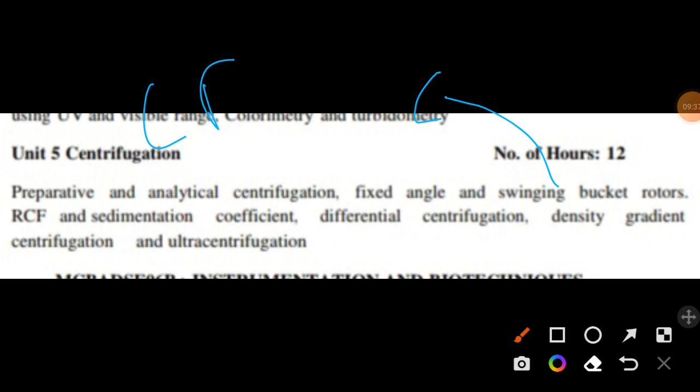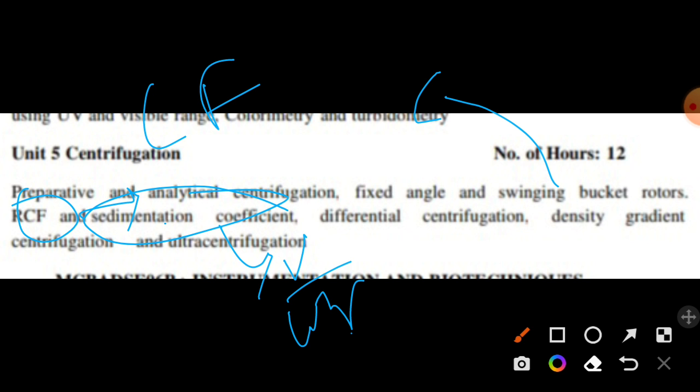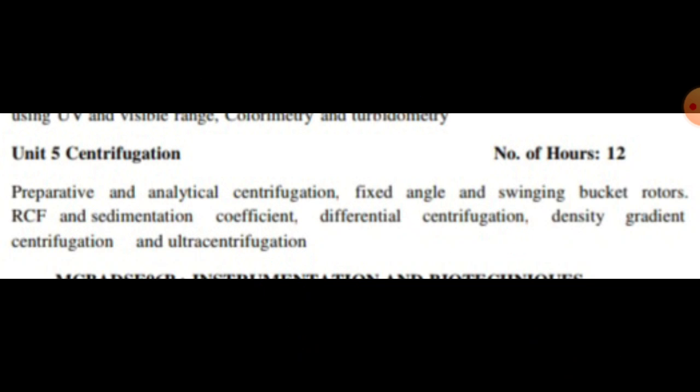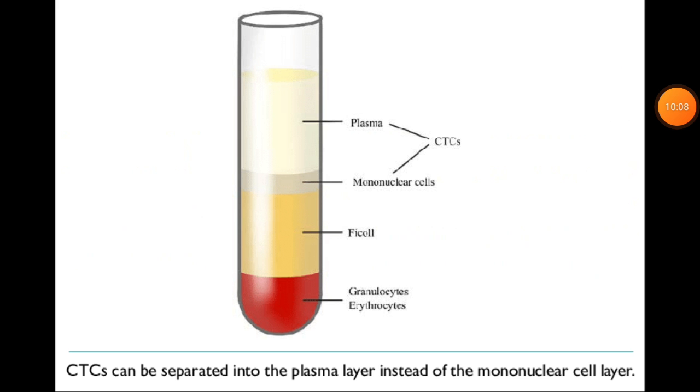Okay, then RCF, R omega square by G, where omega is 2 pi rpm by 60 rad per second, and then in G we will replace G with 980. Sedimentation coefficient V by omega square R we have discussed, and then we have discussed about differential centrifugation. Now let's talk about another thing, that is density gradient centrifugation. Okay, I will use this diagram to explain you the concept of density gradient centrifugation.